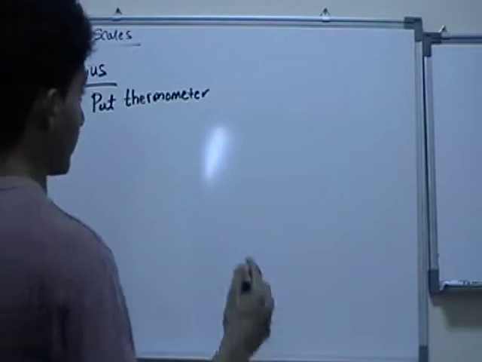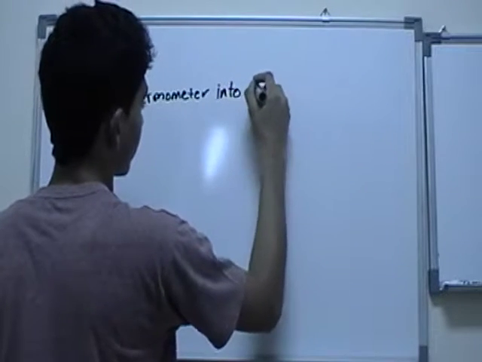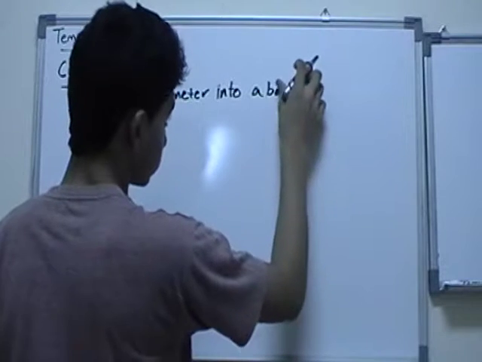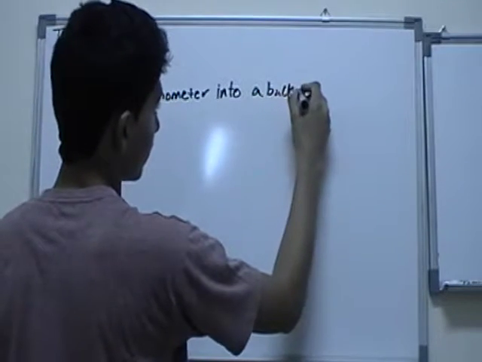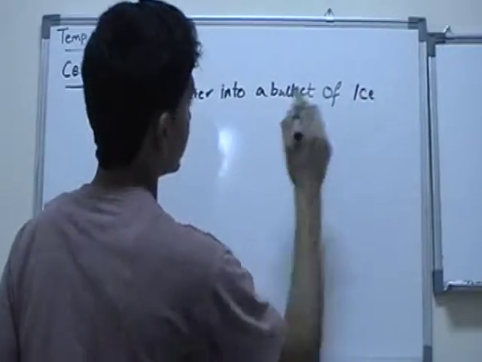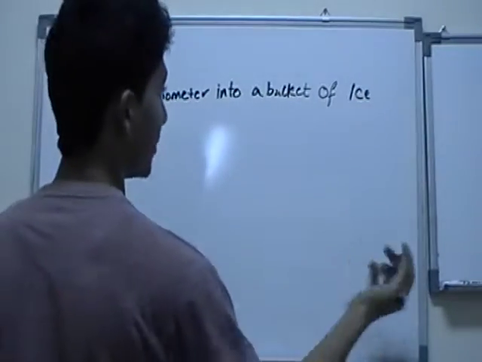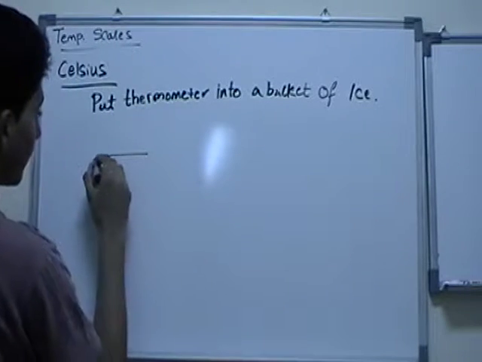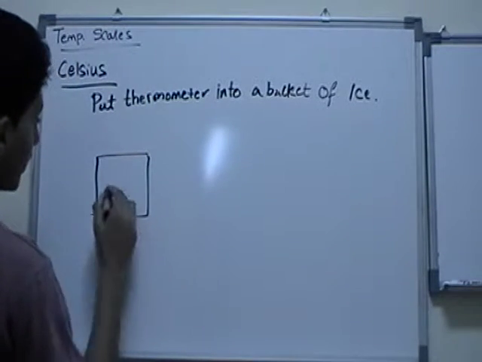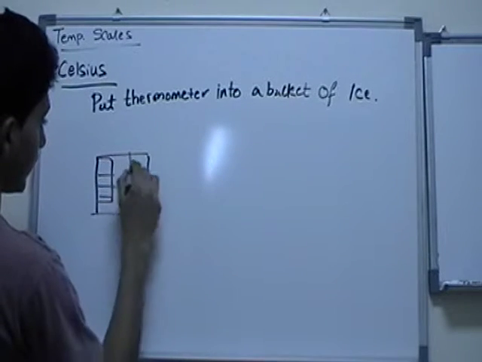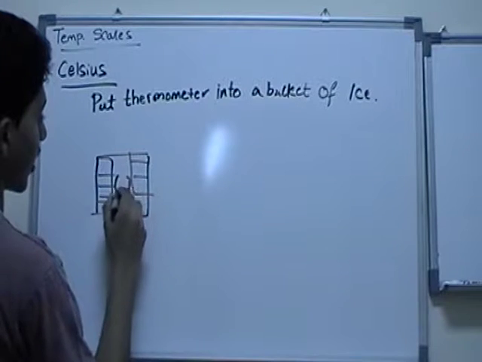into a bucket of ice. Or I should say a bucket full of ice. But okay, you get the point. Now how does it look? Well, you have a bucket over here and all the ice is there. Okay, this is basically ice. And you put that thermometer over here.